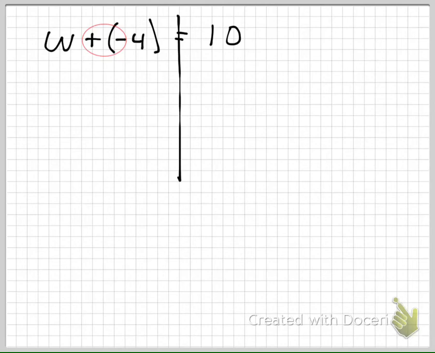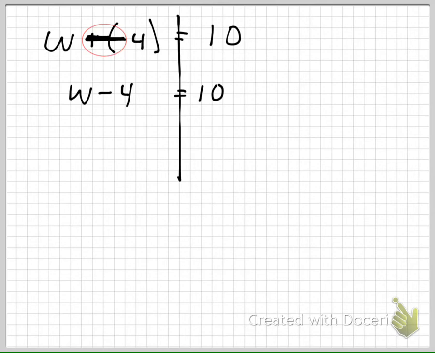When I see that plus minus, what does that become? A minus sign, a giant minus sign. So I'm going to rewrite it. W minus 4 equals 10. You've got to do that. You should write that down, right? You're all copying this exactly the way I have it, so that you have a reference. Right?